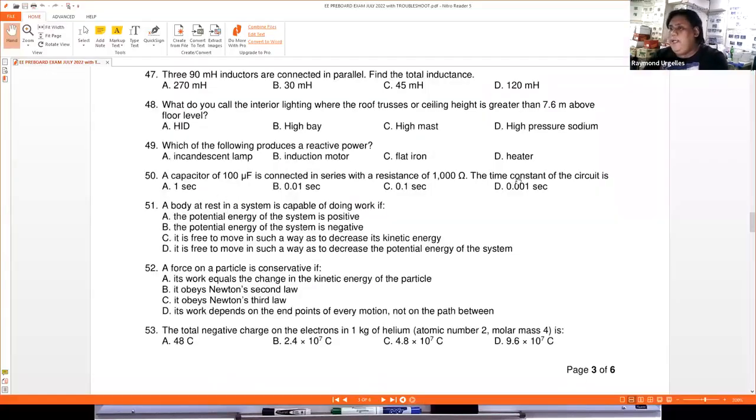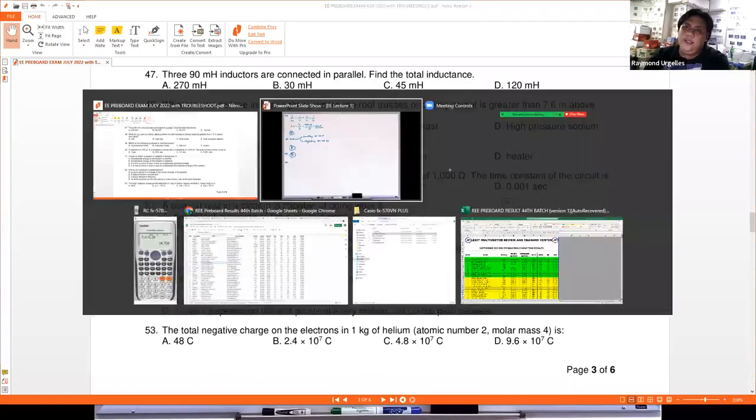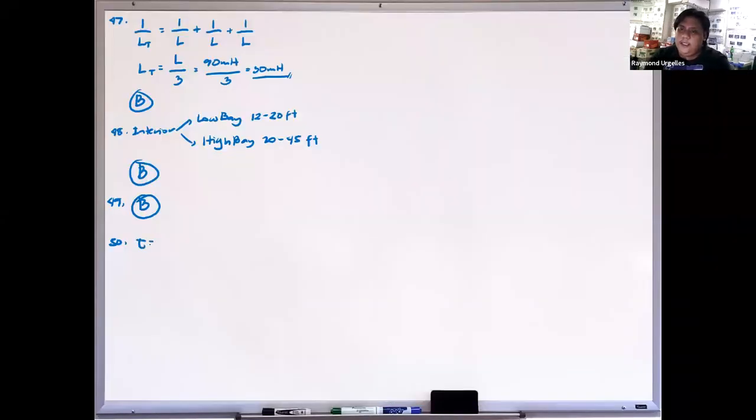So yung number 50 naman natin is a series RC. Hinahanap yung time constant. So remember, time constant ng series RC is RC. So this will be given by 1,000 ohm multiplied by 100 microfarad. Again, micro means 10 to the negative 6, so this is farad. So this will be 0.1 seconds. So kaya yung sagot natin dito is letter C.